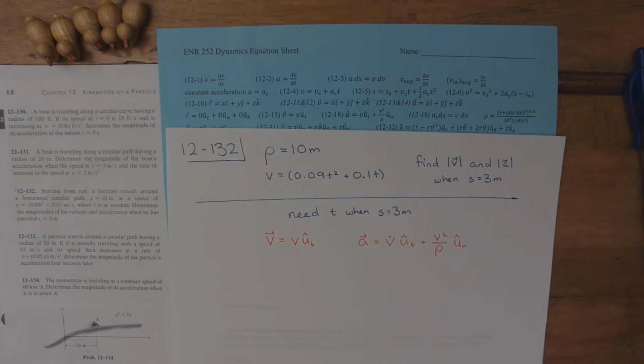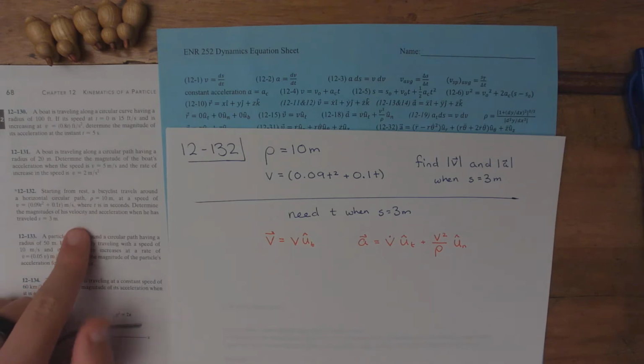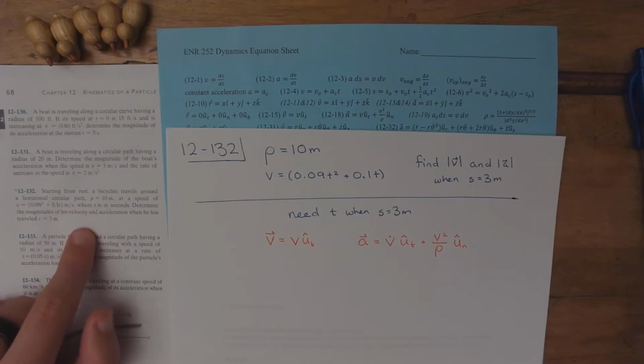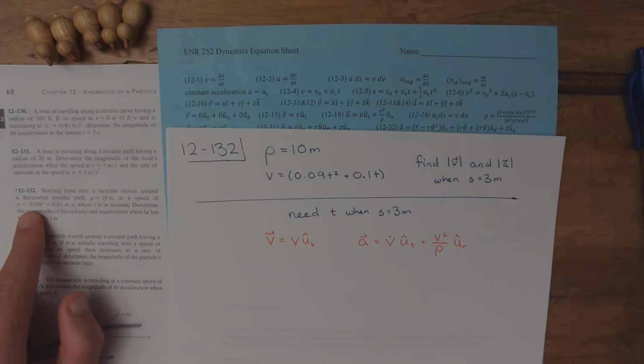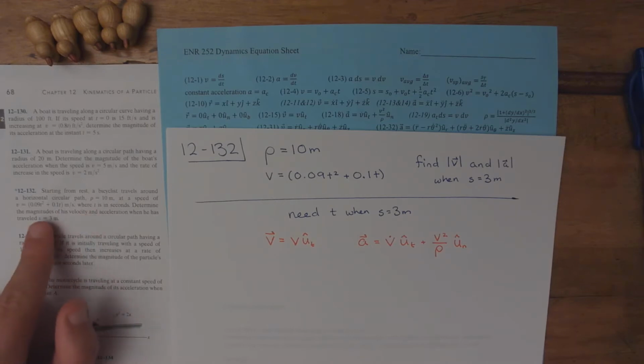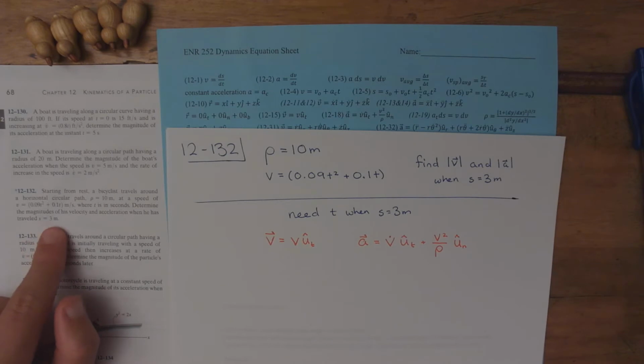This is problem 132 from chapter 12. Starting from rest, a bicyclist travels around a horizontal circular path. The radius of curvature is 10 meters, and if this is a circular path, that would be the radius. At a speed of 0.09 t squared plus 0.1 t meters per second, where t is in seconds, determine the magnitudes of the velocity and acceleration when he has traveled 3 meters.